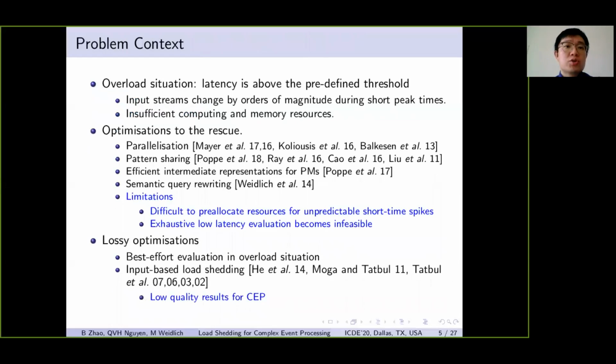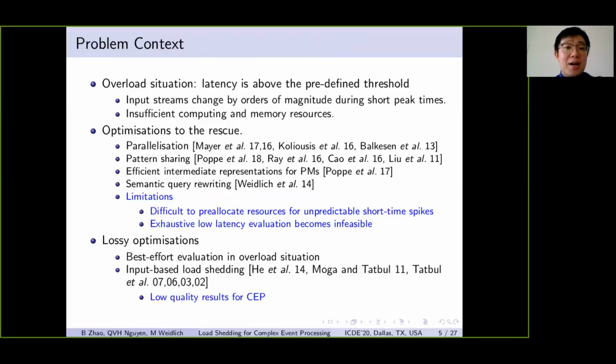To solve this issue, there exist a lot of optimizations, including parallelization, pattern sharing, efficient intermediate representation for partial matches, and semantic query rewriting. However, they have the limitation that it is difficult to pre-allocate resources for unpredictable short-time spikes. As a consequence, exhaustive low-latency evaluation may become infeasible. Therefore, we consider lossy optimizations for best effort evaluation.